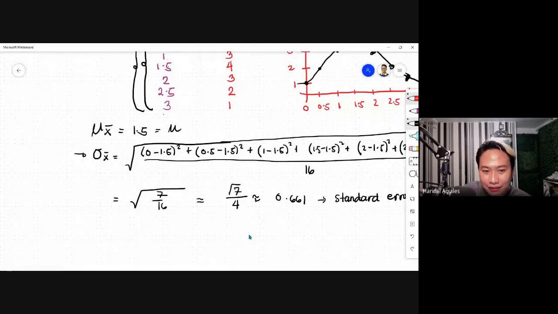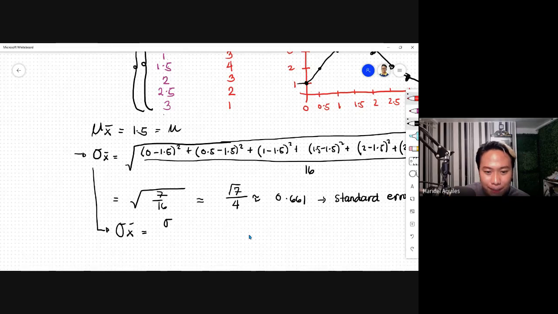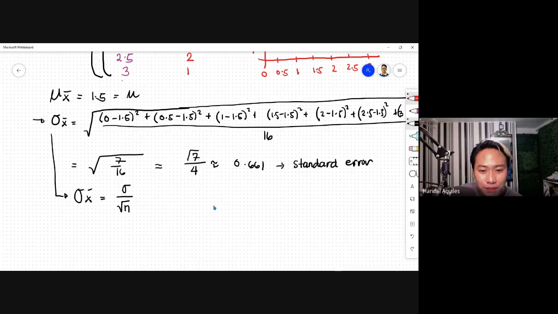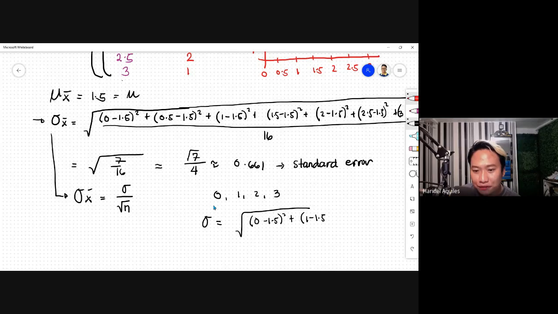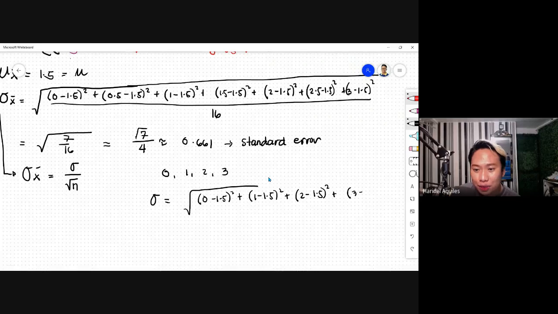The formula, guys, if it's easier for you to work, we can also solve this by doing this: the population standard deviation over square root of n. Balik ko na ko. Unsa itong population, guys? The population is 0, 1, 2, 3. If we're going to solve for the population standard deviation, pila to average, ani, di ba? 1.5 man. 0 minus 1.5 squared plus 1 minus 1.5 squared plus 2 minus 1.5 squared plus 3 minus 1.5 squared, over pilay n, 1, 2, 3, 4.